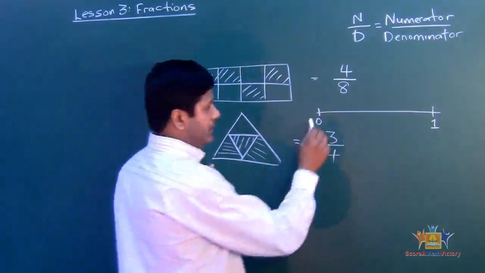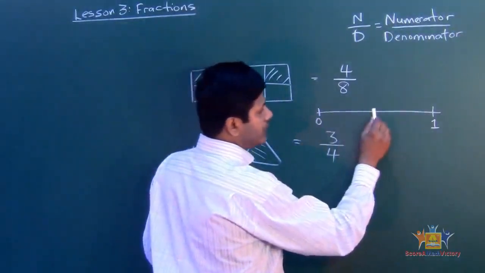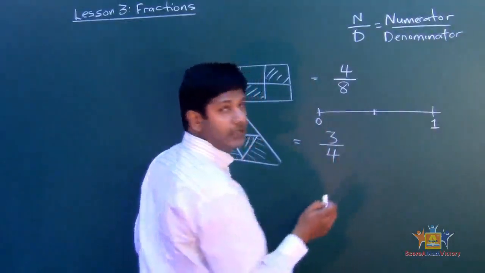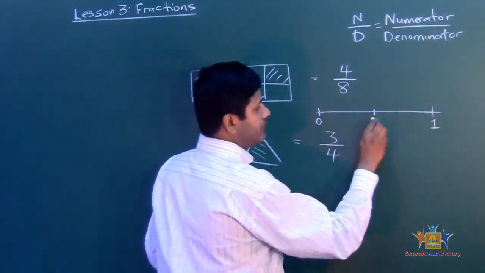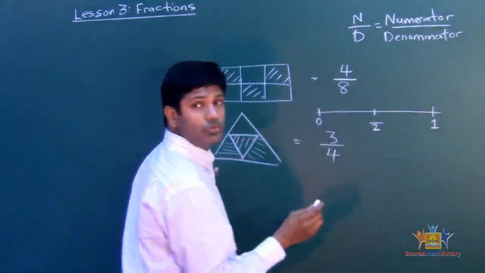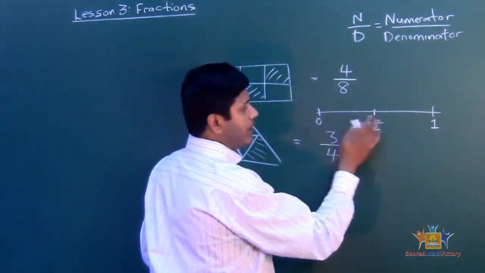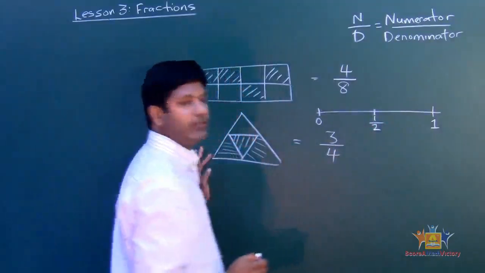So keep in mind, if this is 0 to 1, when I go to the right in the center, what does that mean? Half. That means there are 2 parts, and this is only 1 part. I'm up to 1 part, so I put 1 right there.